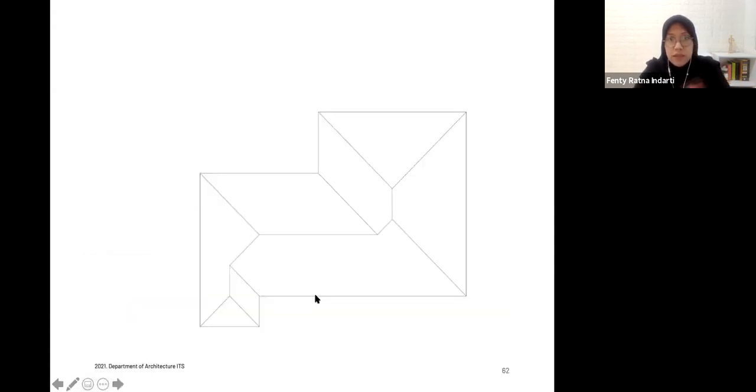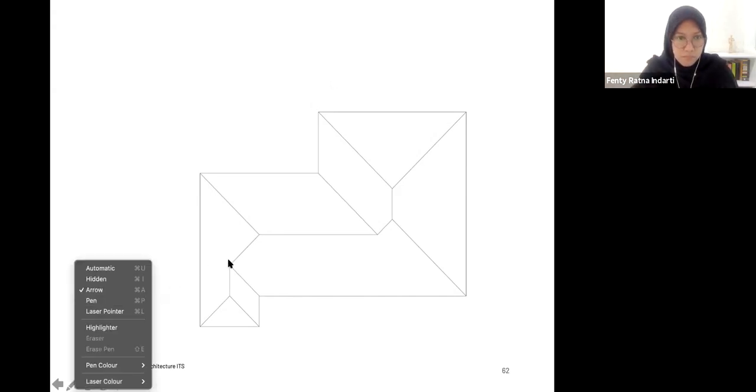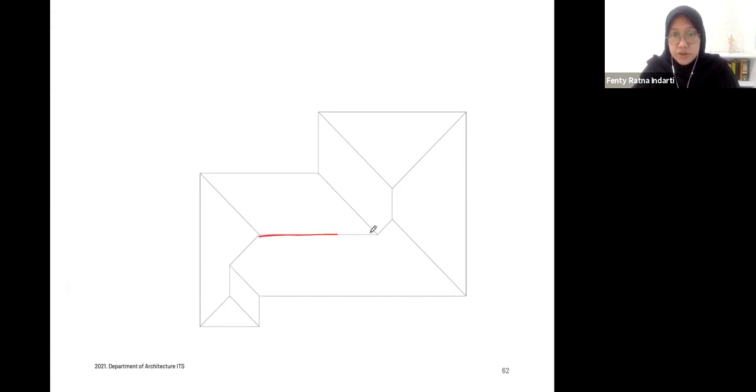Next, let's try to understand this. So when we are trying to draw the roof plan, first of all, we have to draw what it looks like, like the previous drawing I have mentioned before. So this is what it looks like. We have defined the hip and also the fascia, also the ridge. Again, this is the ridge. The ridge is the middle on top, and then the hip. This is the hip.